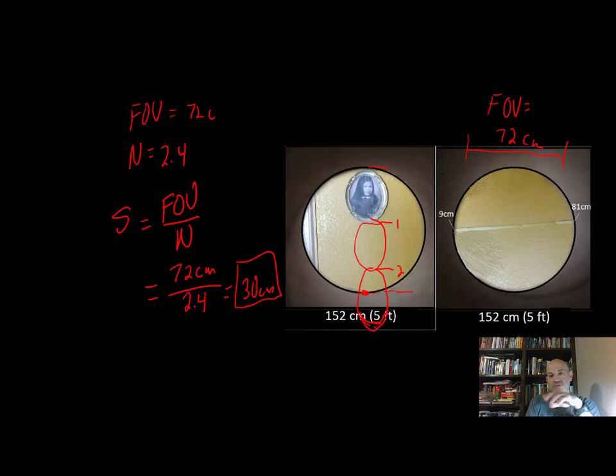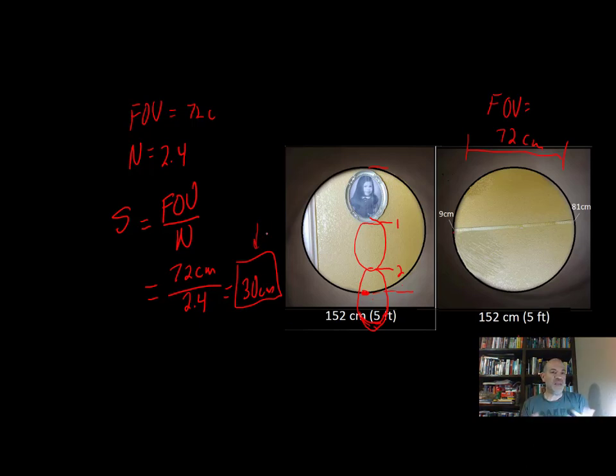I actually went and measured the picture later after doing this estimation, and it was a pretty good estimate. The length of the picture frame was actually about 30.31 centimeters, about 30.5 centimeters. So the technique works quite well in this case.